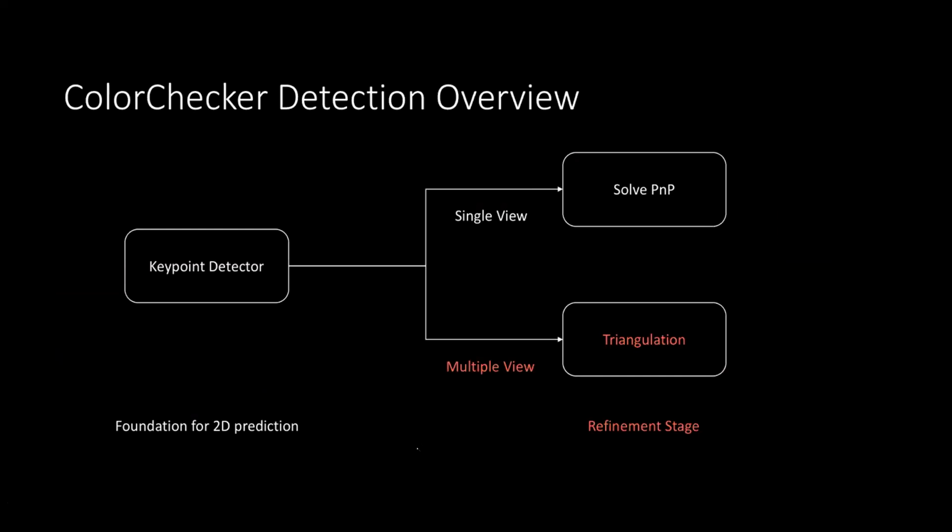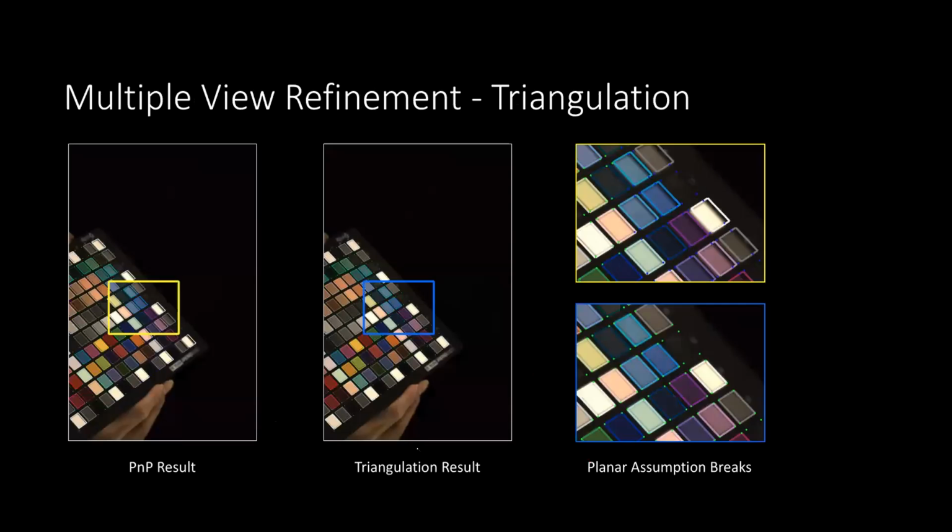As for the triangulation, as for the multiple view setting, which might be more interesting from a Facebook perspective, we have got well-calibrated camera extrinsics for the other images. So we can just do the triangulation to aggregate the predictions from different frames. It shows several advantages compared with the single view PnP baseline.